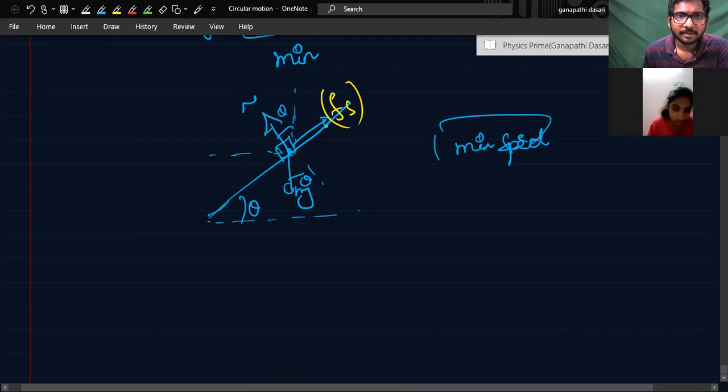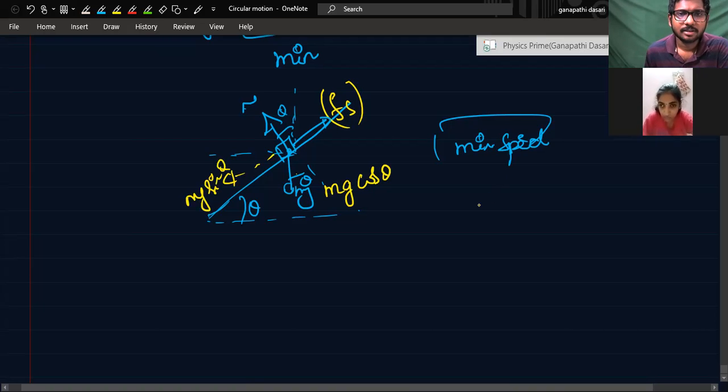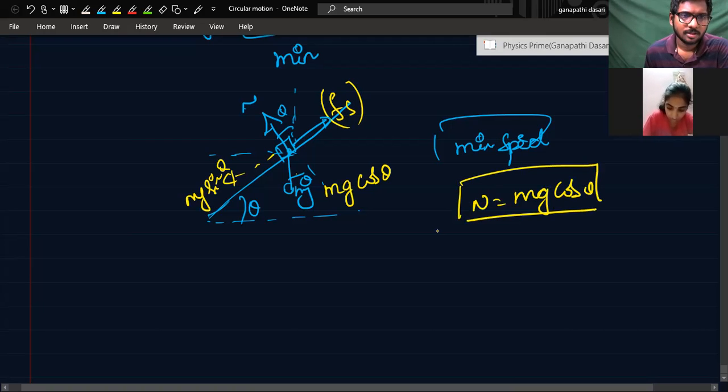So now here I can take mg one thing, mg cos theta. In this direction, this is mg sin theta. N is equal to, we know, mg cos theta, right? Here sliding down should not happen. There centripetal force is provided by... Directly I took that speed. There you will get only one value. You cannot have more than that.